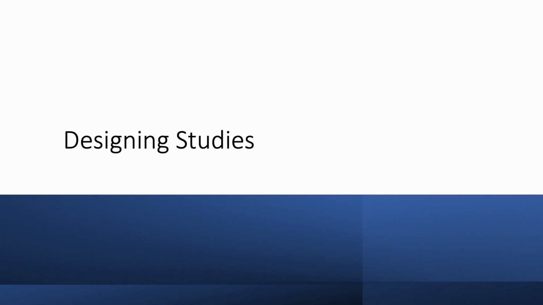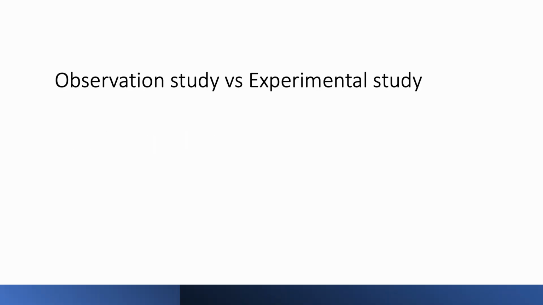For this section, we are going to look at how to design different types of studies, more so how to identify a study that's already been designed. There are two main types of studies that we're going to be looking at. The first one is an observational study. The second one is an experimental study.